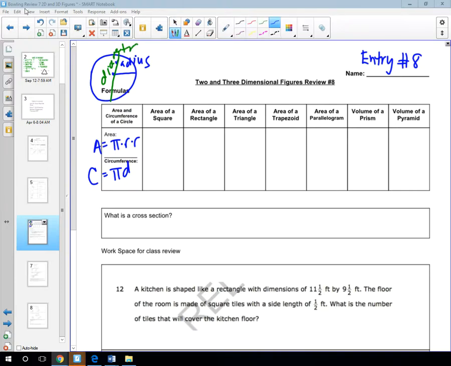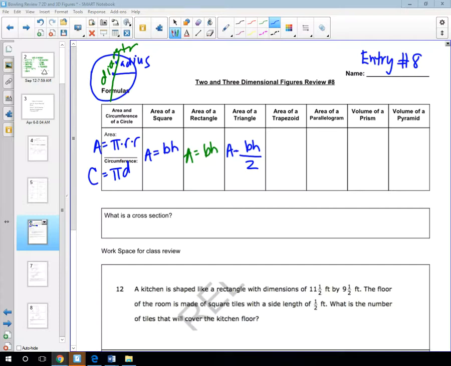Okay, formula for area of a square. A equals base times height. Remember that base and height need to be perpendicular to one another. Remember, the height needs to be standing nice and tall. Area of a rectangle: A equals base times height again. Now, area of a triangle, think about a triangle as basically half of a rectangle. So we take our formula for a rectangle, A equals base times height, and since a triangle is half of that, we're going to divide by 2.